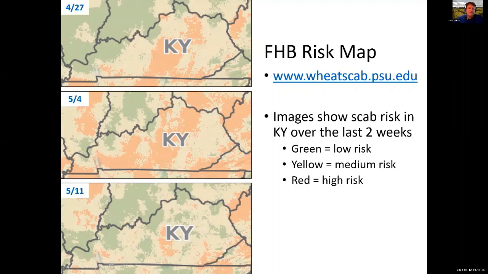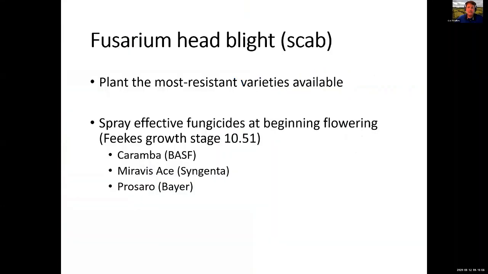So what you're seeing here at the bottom is a map that I took a screenshot of last night, and then a week ago, and then 2 weeks ago. And you can see that with the red and the yellow, yellow is a medium risk, red is high risk, that there has been pretty good risk for a big part of Kentucky over the last couple of weeks. So I think if you did spray a fungicide to help protect against scab, I think that was a good idea based on the risk that we're seeing.